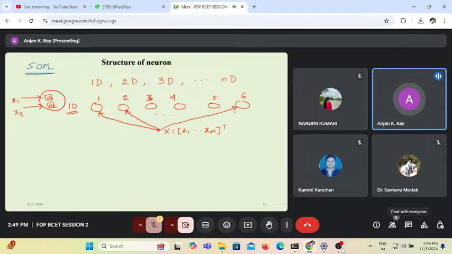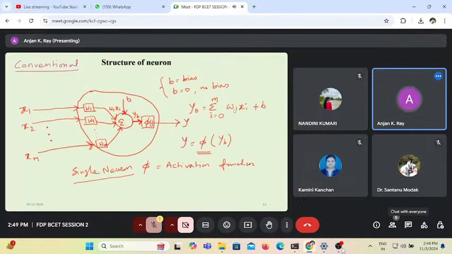In the previous case, in the conventional network, if we have a multi-layer structure, what happens? Let's say in the first layer I have 3 neurons, and in the second layer I have 2 neurons. And I have 2 inputs, let's say X1 and X2. For the first layer, all neurons have inputs. All neurons have 2 inputs.